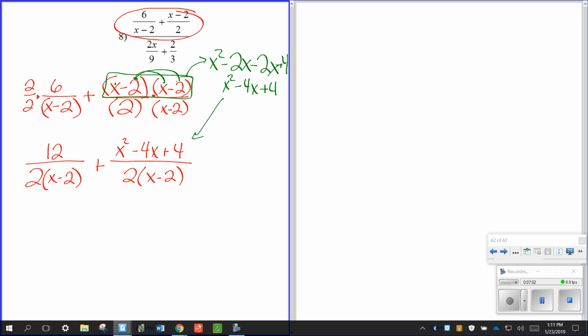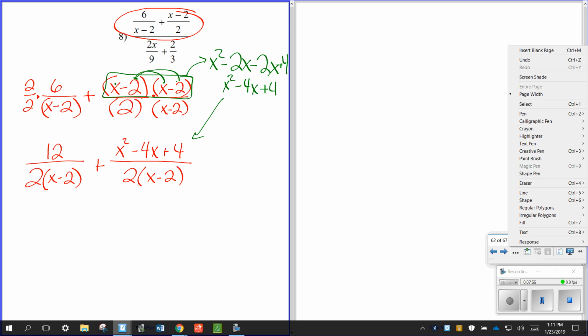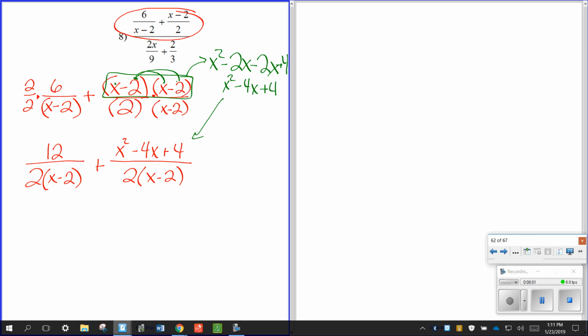Alright, then we add straight across the top and keep our denominator the same. And when we do that, we'll get x squared minus 4x, and then 12 plus 4 is 16. That's over 2 times x minus 2.